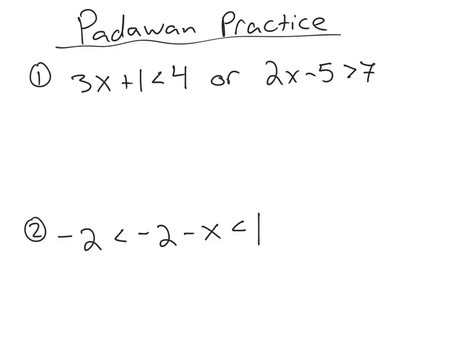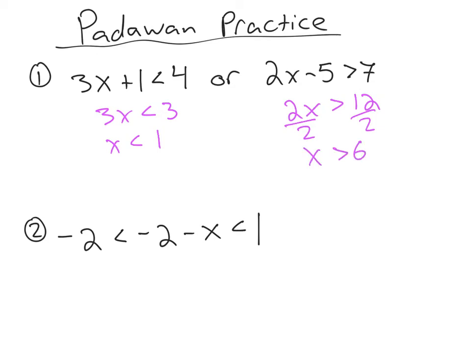All right, number one, we're going to subtract 1 from both sides, and then we're going to have 3x is less than 3. Divide by our 3 to get 1 for that first one there. Over here, we're going to add 5 to both sides, so 2x is greater than what? 12. 7 plus 5 is 12. All right, divide by 2. What's our answer here? 6. X is greater than 6.